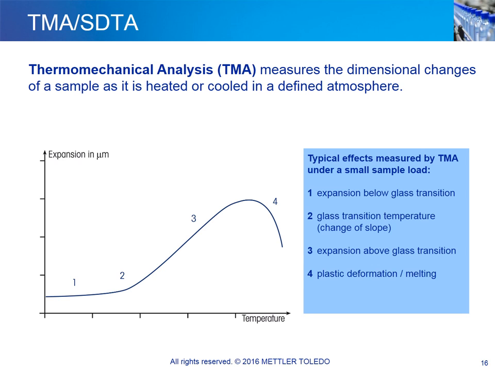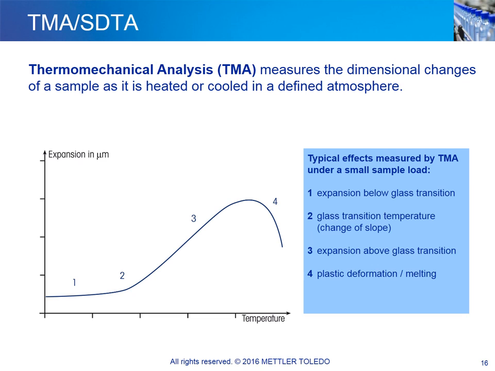I now want to move on to thermomechanical analysis, or TMA. This technique measures the dimensional changes of a sample as it is heated or cooled. The schematic curve on the left shows a typical TMA curve of a sample measured in the compression mode using a small applied load. The different effects are numbered next to the curve and explained in the table, namely 1.